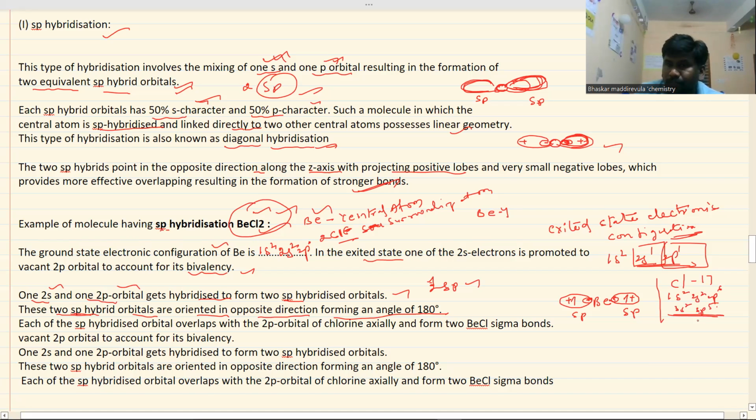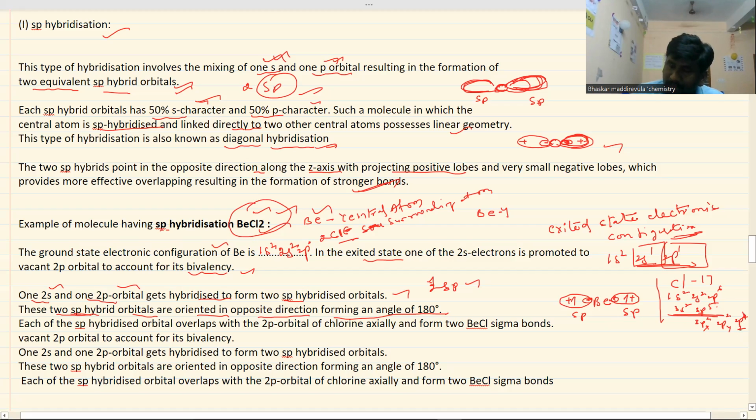In the 3p, the 3px is full and the 3py is also full, with a pair of electrons, and in the 3pz there is only one electron. This chlorine requires one electron to get the octet configuration. That's why this pz orbital overlaps with the sp hybrid orbital of the beryllium to form a bond just by overlapping.